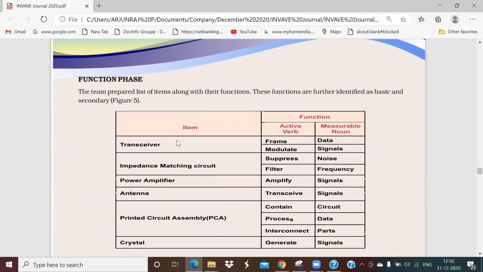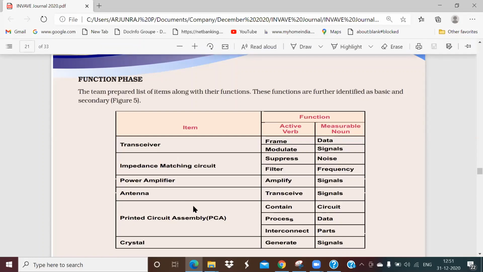What is the function of a transceiver? It frames the data, it modulates the signal. What is the function of the amplifier? It amplifies the signal. What is the function of a matching circuit? Impedance. It suppresses noise. Why do you need to have the impedance? To suppress noise and also to filter frequency. What is the function of the antenna? To receive signals. Crystal generates signal. Printed circuit board, printed circuit assembly contains circuit, processes data, and interconnects parts.